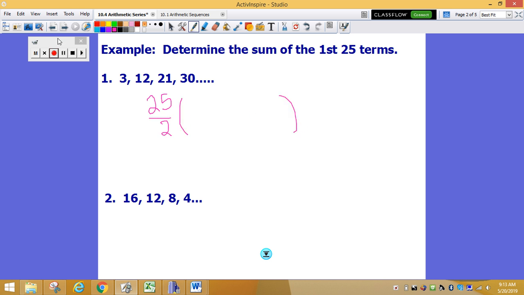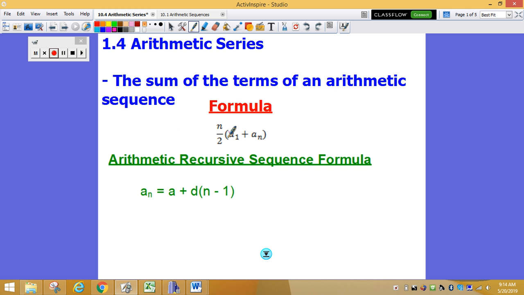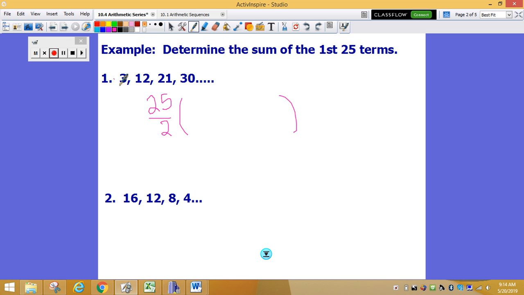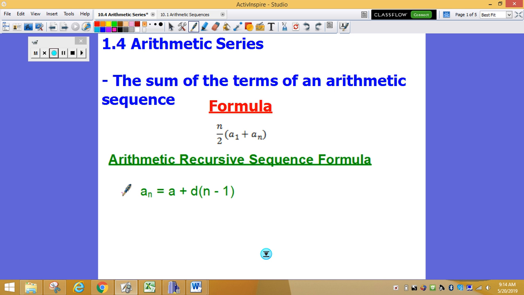And then in parentheses, a sub 1 means your first term, and a sub n means your last term. So a sub 1 in this set of numbers is 3. The very first number is 3. So what goes here is the 25th term, which I do not know. It only gives me the first 4 terms. So that's why I said we got to go back to this formula that we learned 2 weeks ago. This formula is what I'm going to use to find the 25th term.